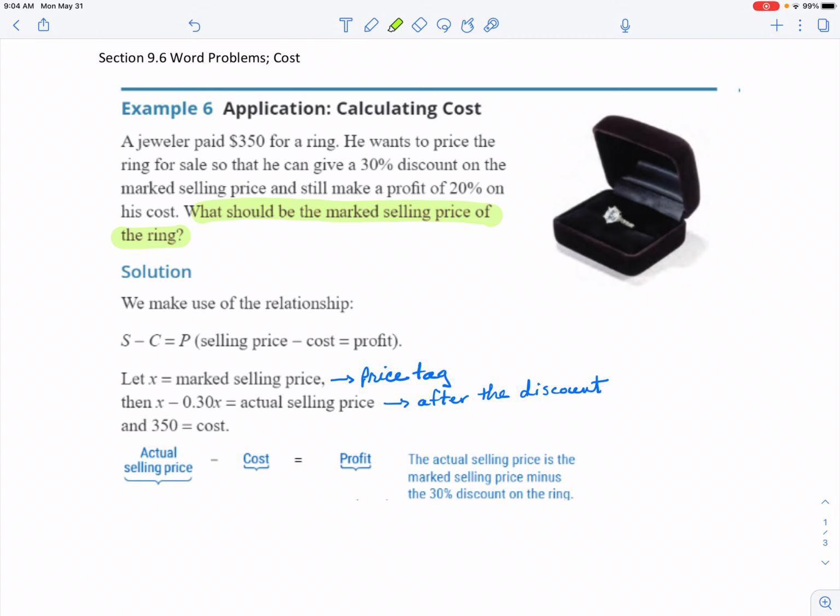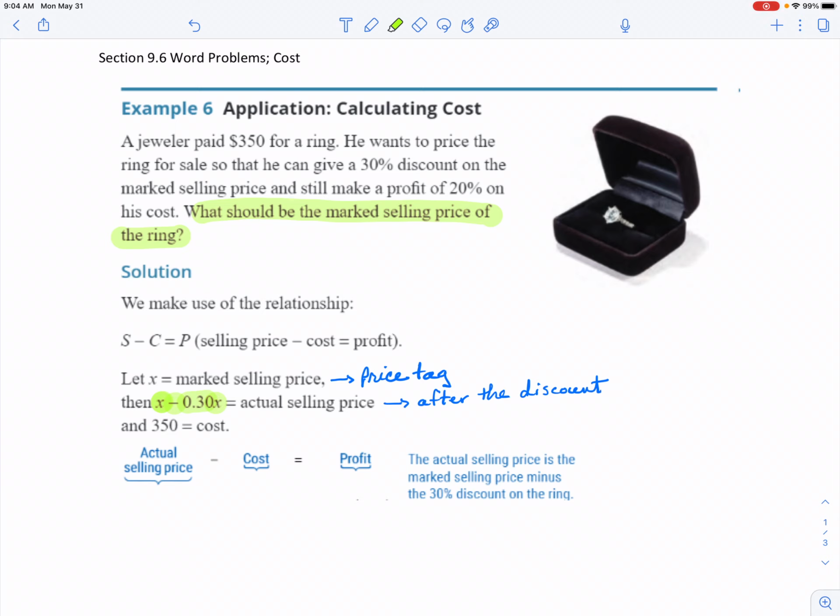He's going to take that marked selling price X and subtract off 30% of X. So that's the marked selling price minus the discount. He's giving a discount on this ring. That brings it down to what he's actually going to sell it for. So we've got a price tag. He's willing to come 30% off that price tag, and that's what he's actually going to sell the ring for.